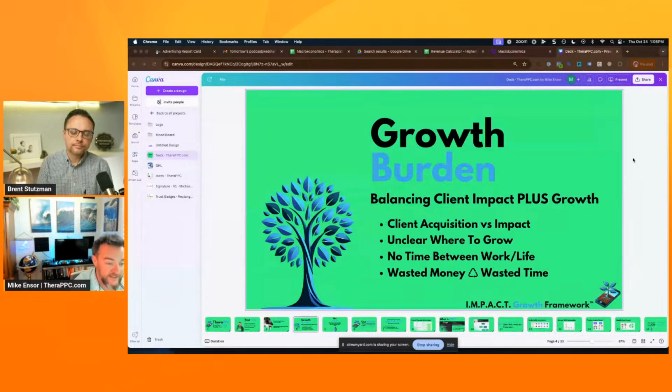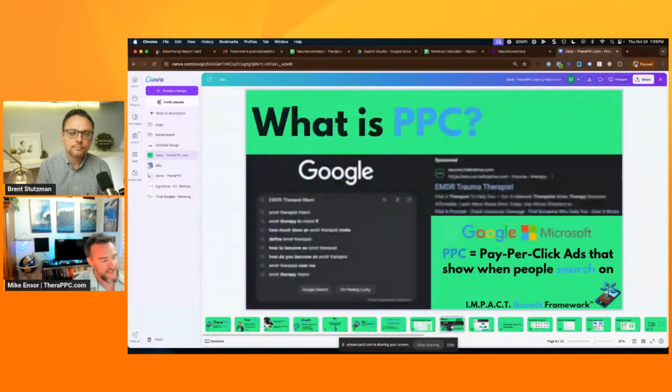Yeah, exactly. And the thing about it is that a lot of people don't even know what PPC means, which is pay per click. And pay per click is the ads that you see on Google and Microsoft. The reason why these are important is because there are a lot of places to get new clients. Referrals are going to be easy. They're going to walk right in because they were referred to you. There's not a lot of effort there. But let's say you're not getting enough referrals to grow your practice. Where do you go next?